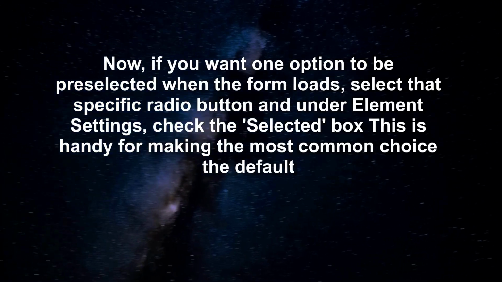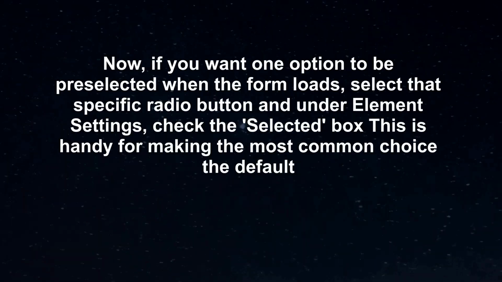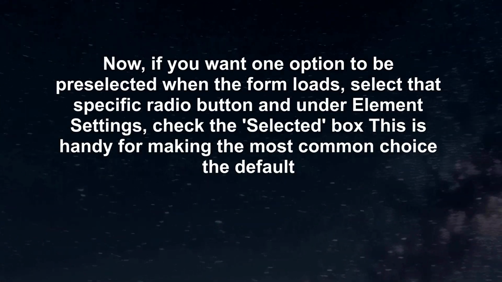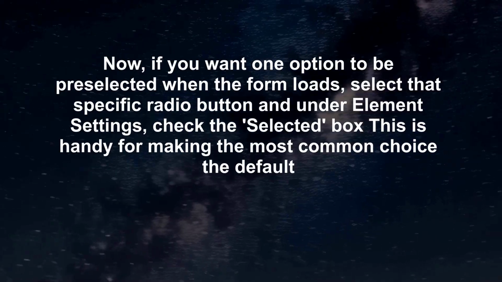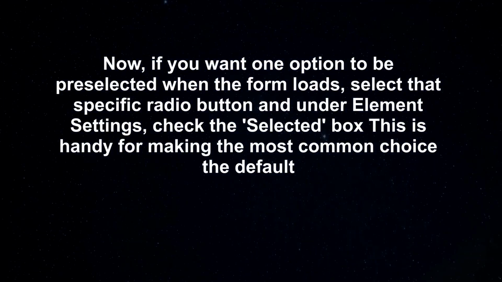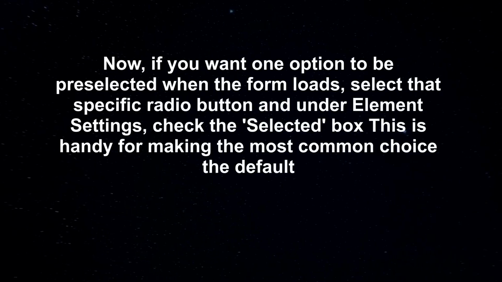Now, if you want one option to be pre-selected when the form loads, select that specific radio button and under Element Settings, check the selected box. This is handy for making the most common choice the default.